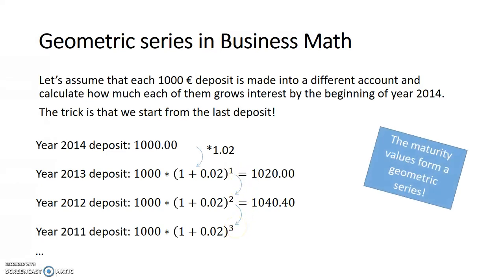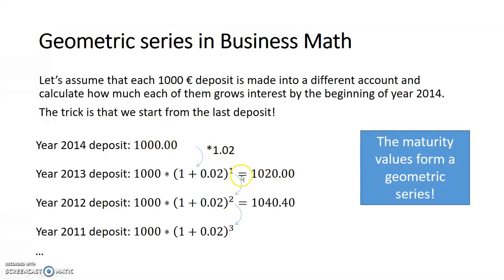So what we can see here, that now the maturity values, those create us a geometric series. And once again, series, we're not interested in one individual deposit, we're interested in the total amount we have at the end of the whole interest time.